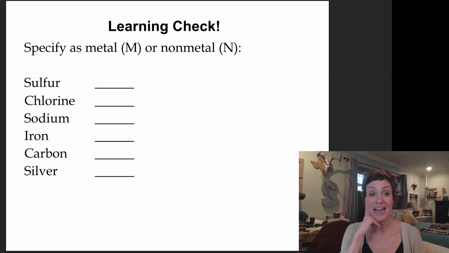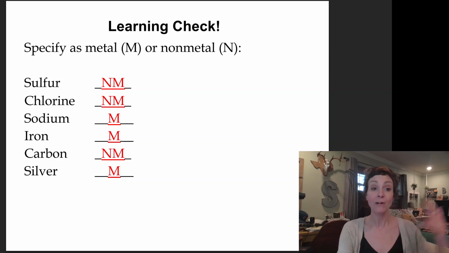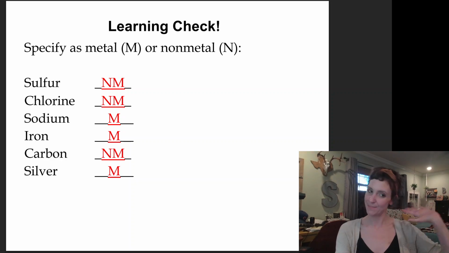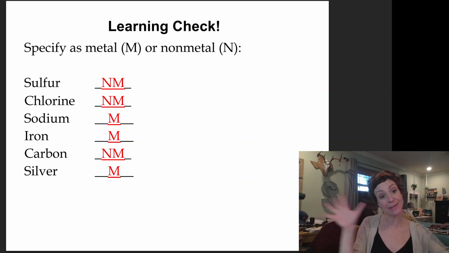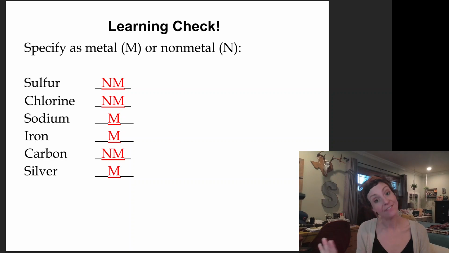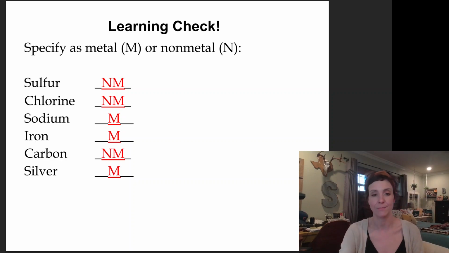Okay, specify a metal or a nonmetal. I'll give you guys some time to do this if you want to pause the video. Okay, let's see how we did. I'm excited. Yes, sulfur is going to be to the right of the staircase, so a nonmetal. Same thing with chlorine. Sodium is to the left of the staircase, so he is a metal. Iron is to the left of the staircase, metal. Carbon's to the right, a nonmetal.